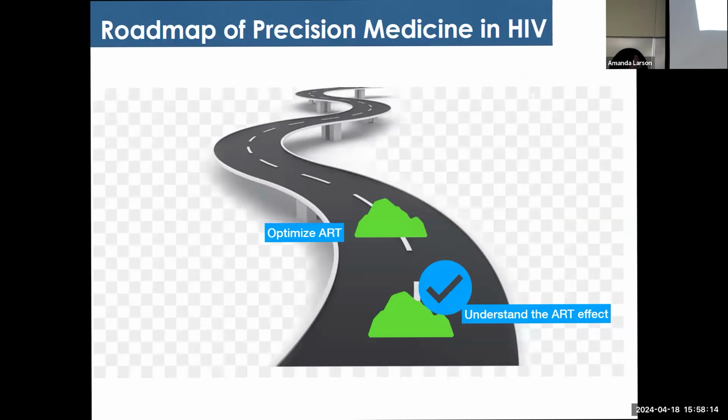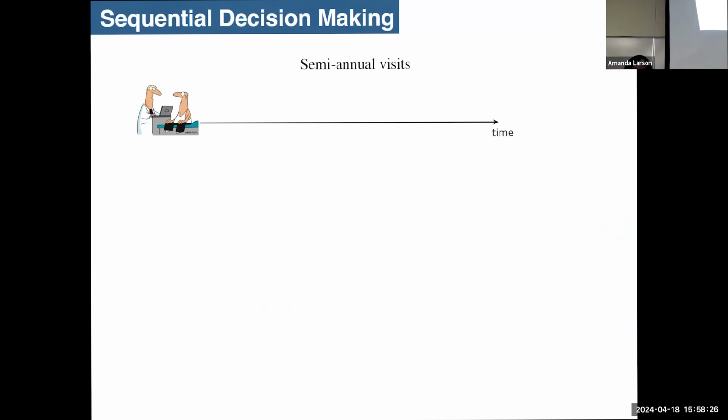Okay, so now we talk about how to estimate the ART effect. Our second try at solving this precision medicine HIV problem is to optimize ART. If we want to optimize ART, we know it's essentially a sequential decision problem, right? At each visit, the people have their health outcomes observed, and they visit the clinic every half year.